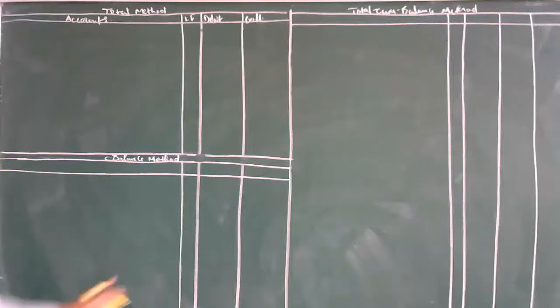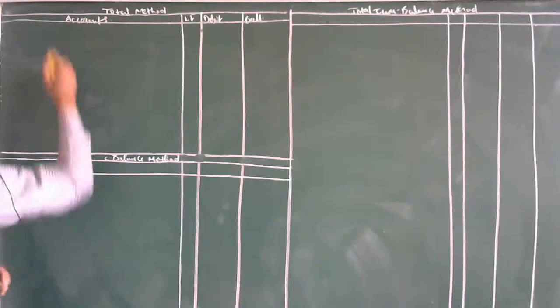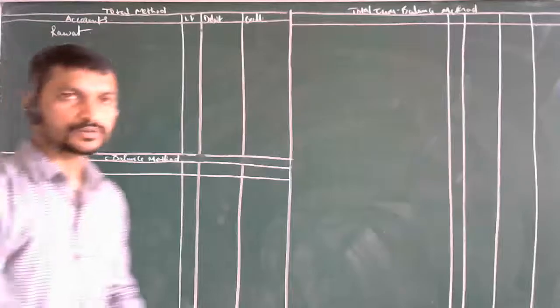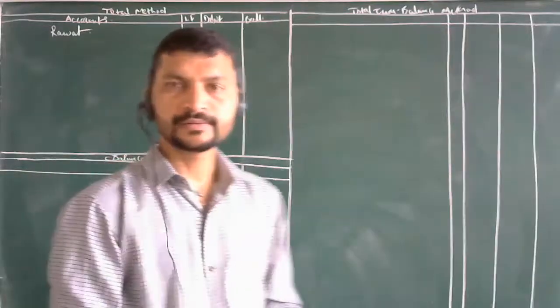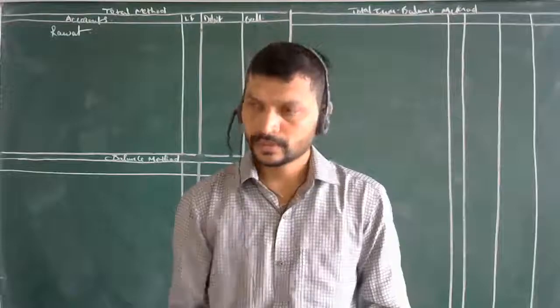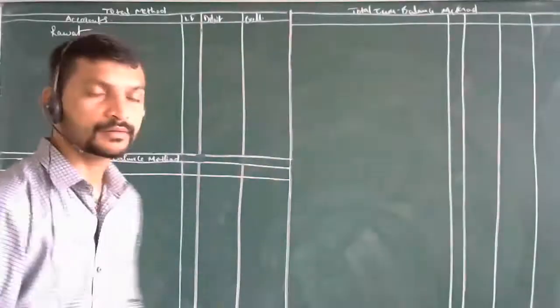Don't say only 60. Rawat account. As accounts are there, first it comes with the Rawat. It is 60,000. Should it be debited or credited? In the ledger account it is debited. So here what are we going to take? Rawat account.